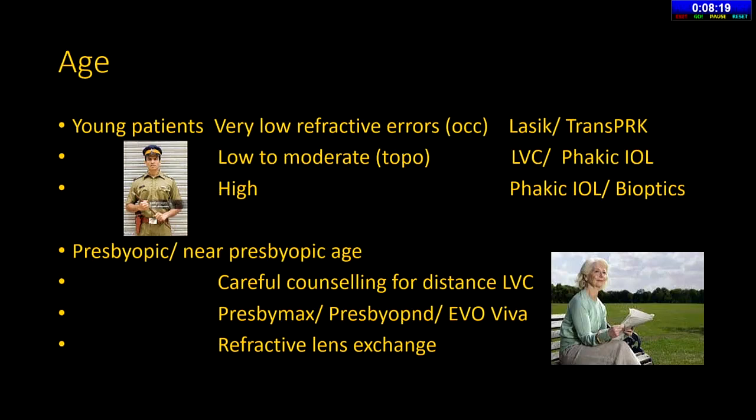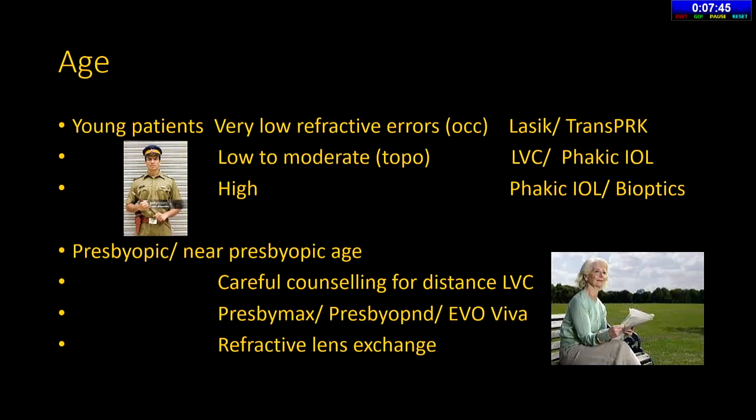Now, in case the candidate is suitable for a blended procedure like Presby Max or Pres Beyond, where you use aberrations, or where you increase the depth of focus, such corrections can also be applied. Again, that depends on the indication. And of course, in the offing is the presbyopic IOL, phakic IOL by EVO, called EVO Viva. So when that comes to India, I hope it provides a lot of relief to us.